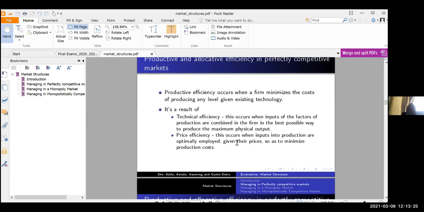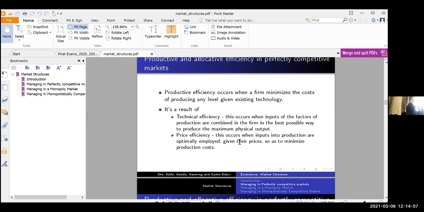Price efficiency occurs when inputs into production are optimally employed given their prices so as to minimize costs. So price efficiency is saying, okay, what is the cost of labor, the input price? What is the cost of capital? How many computers can I buy, and how many workers can I employ? Maybe I should use more computers because they are relatively cheaper. And therefore, when I look at the production cost, 2 computers and 5 workers is better than 10 workers and 1 computer.